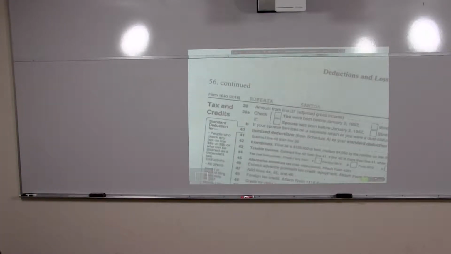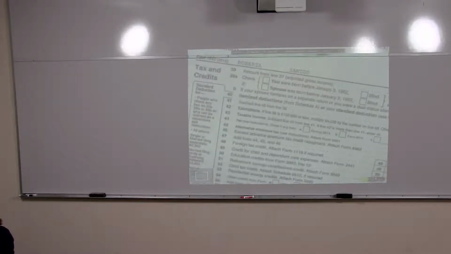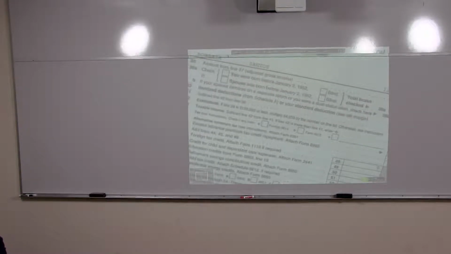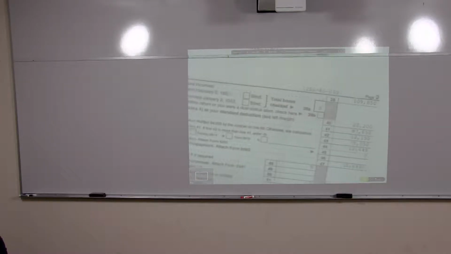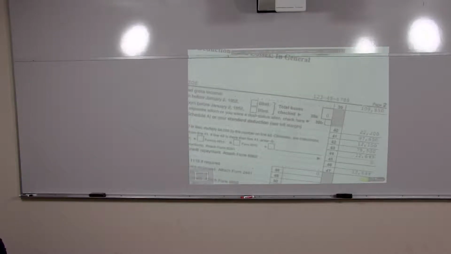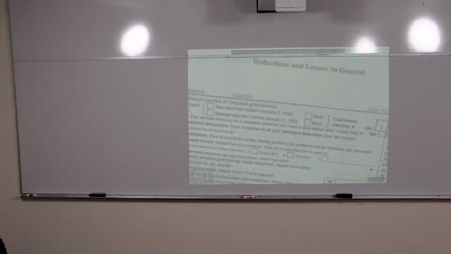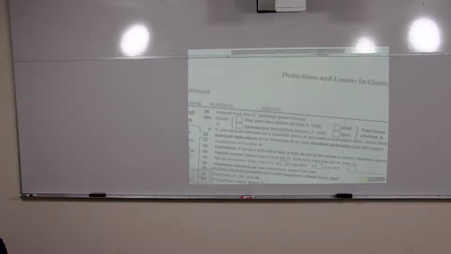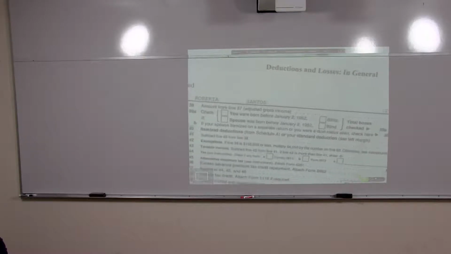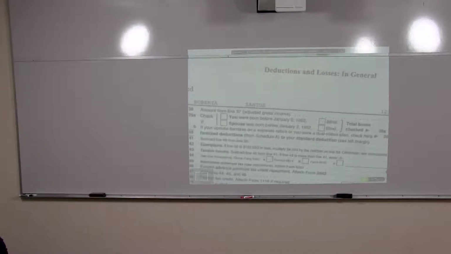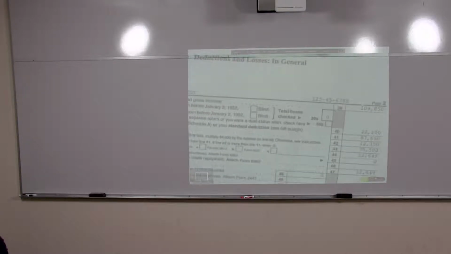Okay, so here we are, picking back up with page 2 of this sample return. Line 38 is just a carryover from the previous page, where we have our adjusted gross income, 109,850. We don't have anyone that is blind or over age 65, so we don't need to worry about 39A. And then line 40 is our below the line deductions, the greater of itemized or the standard deduction.